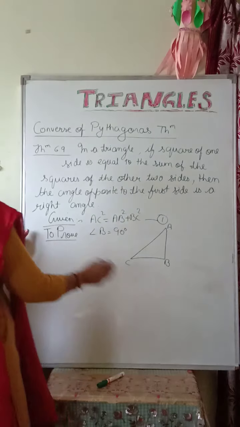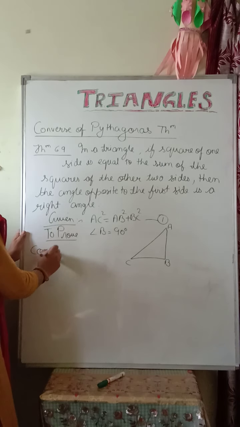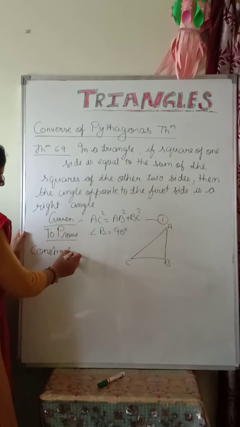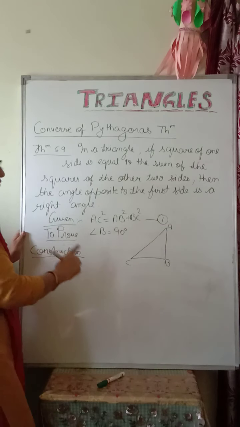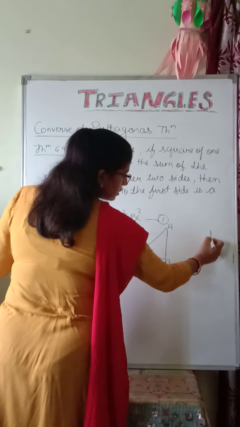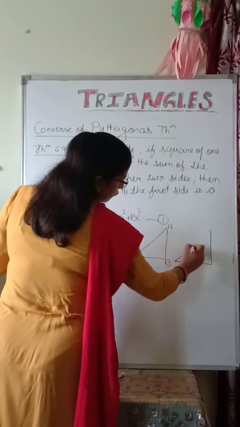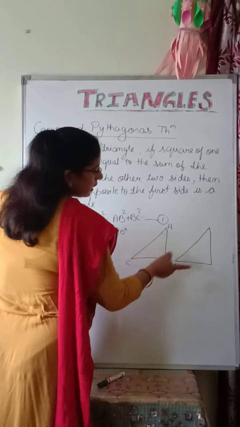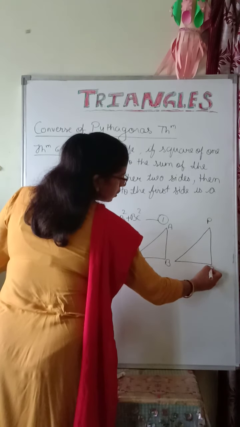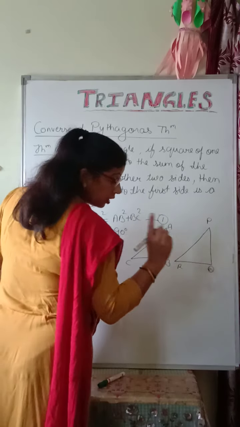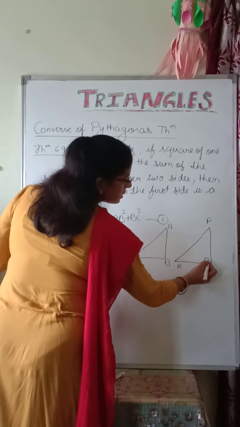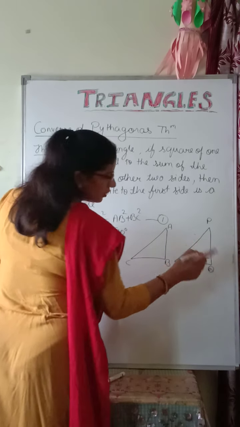So what we have to do here? See, we have to do construction. What construction we have to do? We have to draw a triangle similar to this triangle. Okay. We have to draw a right angle triangle. Let me say PQR. We have to draw a right angle triangle. That means this is 90 degree. It is given to us in this triangle.